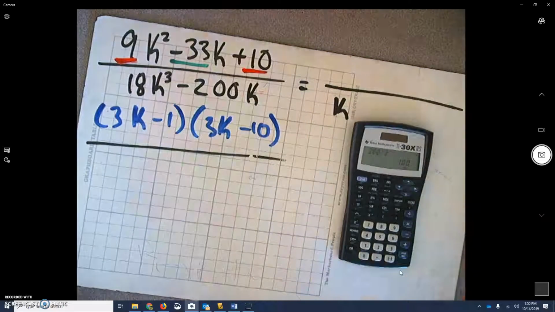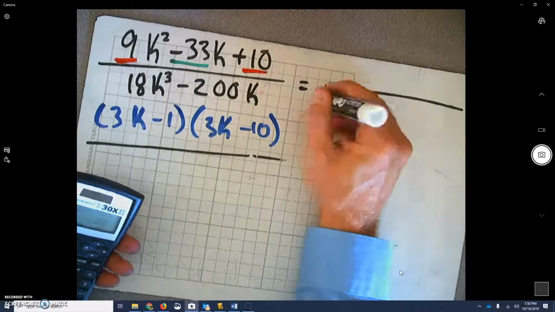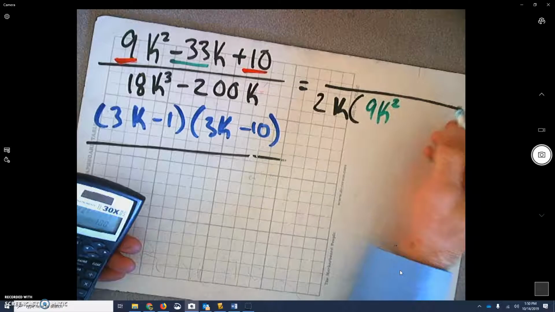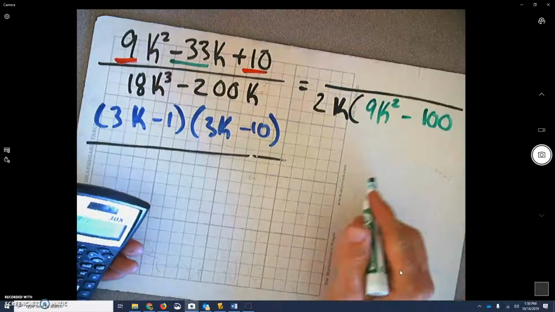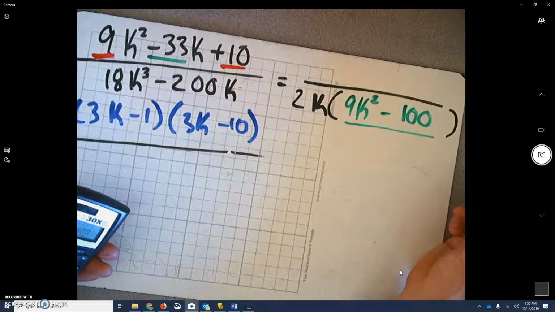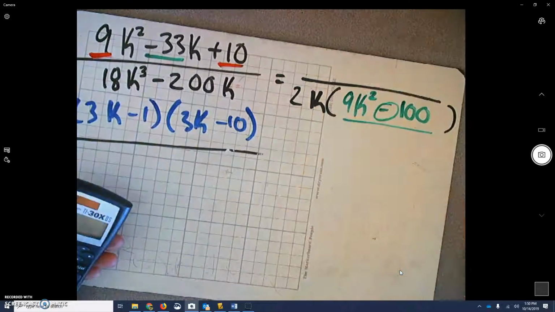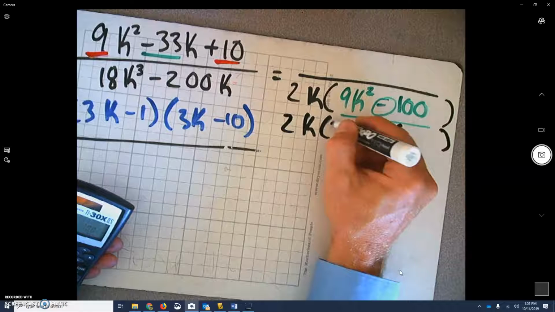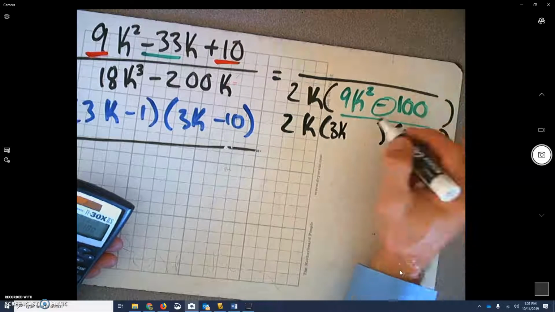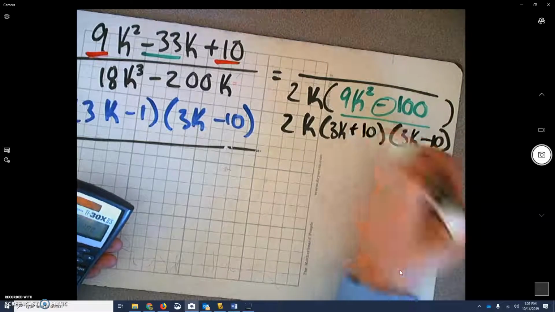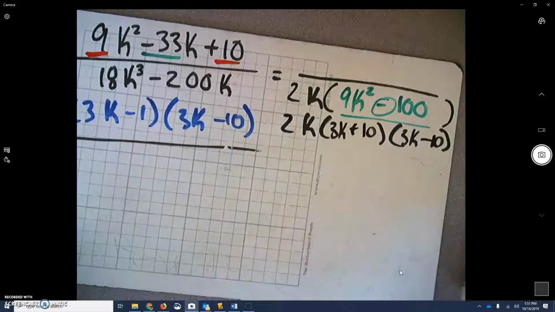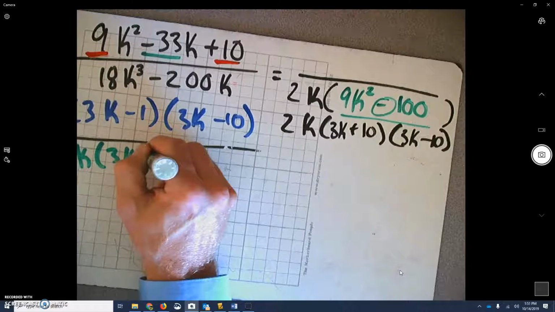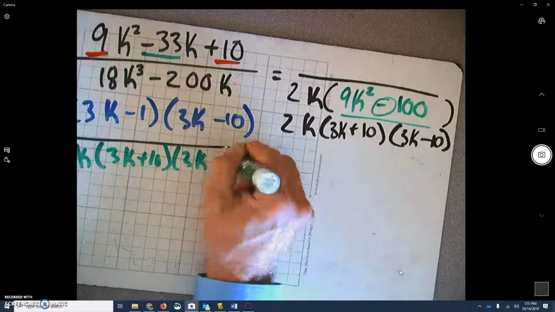Okay. So we're going to pull a 2k out. What is left over? Well, we have 9k squared minus 100. If you look at both these things, they're both perfect squares, and it's a subtraction, a difference. So we can square root 9k squared and we get 3k, and square root 100 and we get 10. One's negative, one's plus. So we have 2k out front times 3k plus 10 times 3k minus 10.